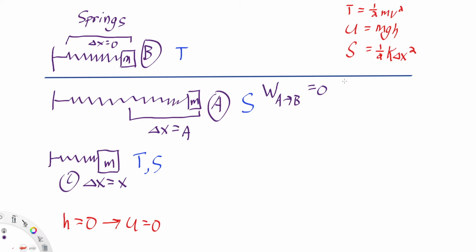And once we've stretched it and we let it go, there's no external forces doing work. But that means the change in energy from A to B is 0, which tells us that the energy at A is equal to the energy at B. Well, at A, we have just spring potential energy, so we have 1/2 k delta x squared. And at B, we have just kinetic energy, 1/2 mv squared.